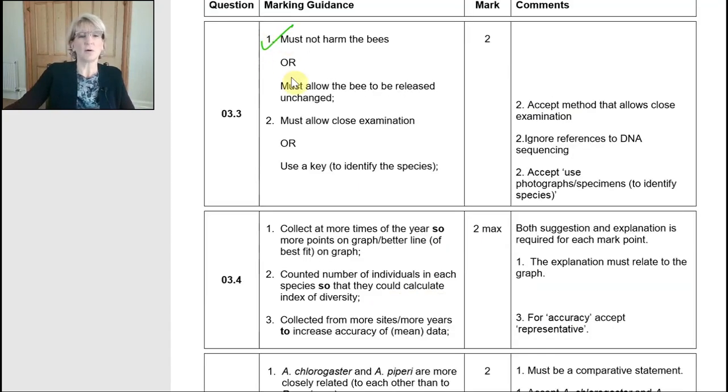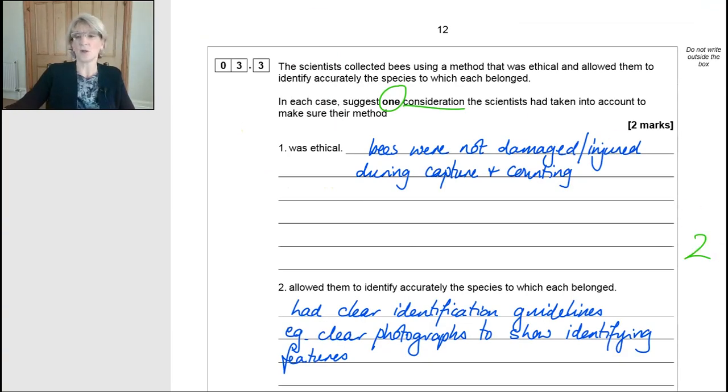So I would have got shouldn't harm the bees, and to use a key. Oh, I didn't say that. However, they allowed use photographs, so I would have got the 2 marks there.